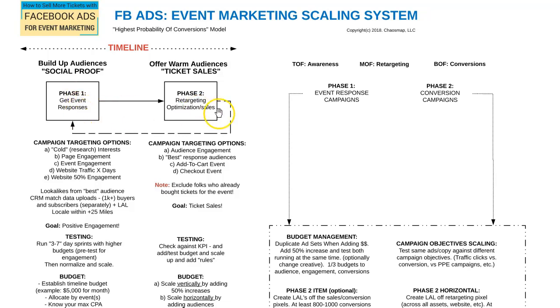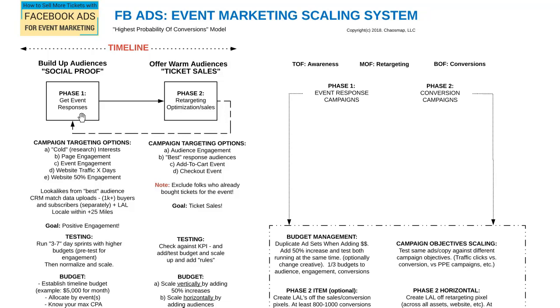Phase one, right? Phase two, you want to now retarget these people. And retargeting is just really a matter of setting up ads that connect with previous audiences that you built in phase one. So just as a simple example, to get these event responses, which I'll show you here in a second in a Facebook ad, it might cost you $1 per event response.